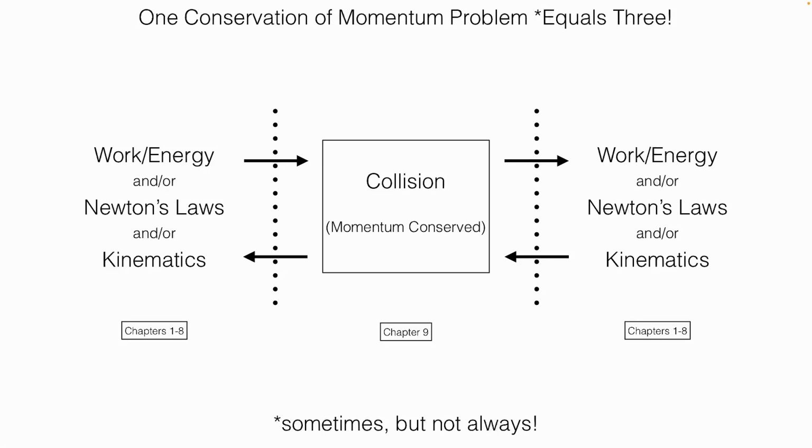I'm going to model this for you with some examples, okay? But just realize that I'm going to be using conservation of energy and kinematics and Newton's law, whatever I need to use, say, to figure out how fast something is going before it collides. That's not chapter 9. That's something else. That's chapters 1 through 8, okay?